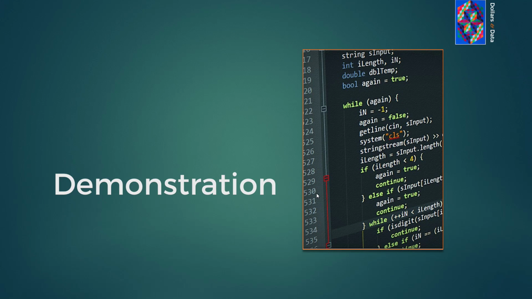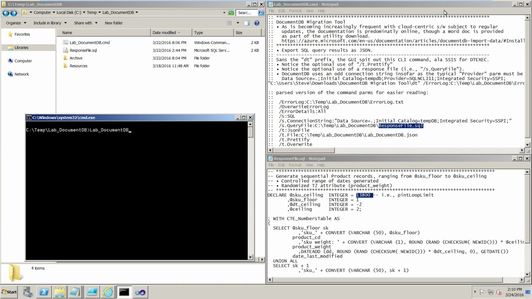Let's move on to the demonstration. So here we are in our VM environment, and the first thing we'll do is recap how we constructed a JSON file. And again, this code goes back to a prior video, but we'll go ahead and summarize quickly.